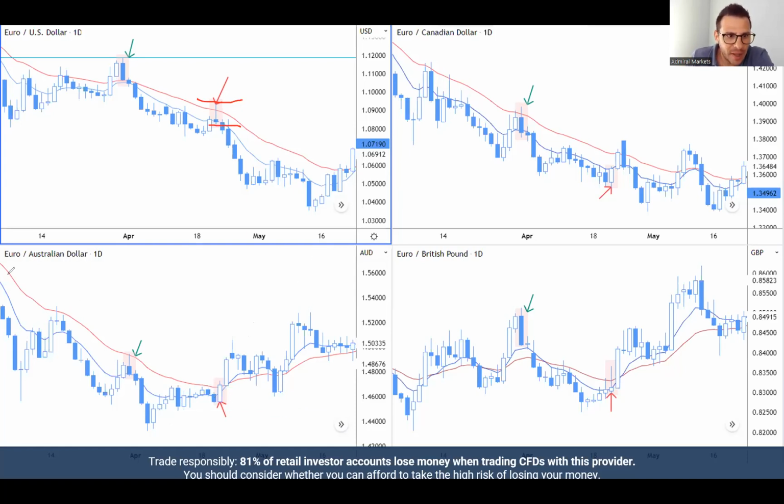So the euro put a bullish engulfing against the Australian dollar. So the euro showed a bit of strength here. The euro put a bullish engulfing against the Canadian dollar, and it shows a similar scenario, a bit of strength. And the euro put a bearish pin bar against the British pound, and it shows weakness. So we have some strength and some weakness in the market, and we are kind of 50-50 on what we want to do.